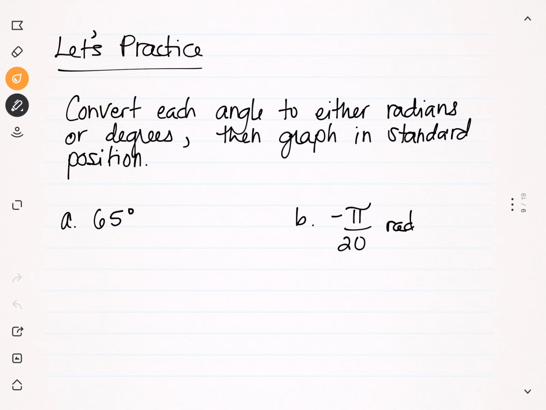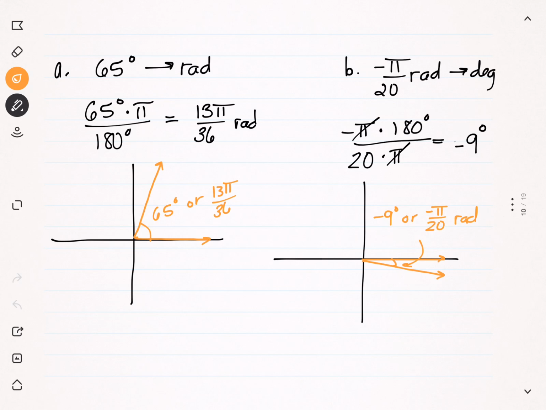Okay, so now that you have your problems done, let's check over your work. So converting 65 degrees to radians, we want to take our formula, theta degrees times pi over 180 degrees, and we're simply going to reduce our fraction here, 65 over 180, which gives you 13 over 36. So the equivalent angle is 13 pi over 36 radians for your final answer there. And when you graph that in standard position, that's going to put you in quadrant number 1.